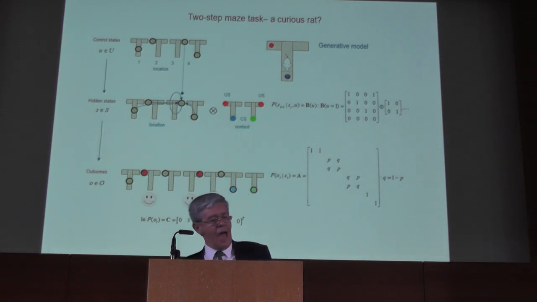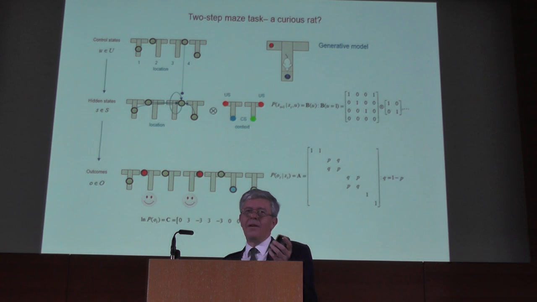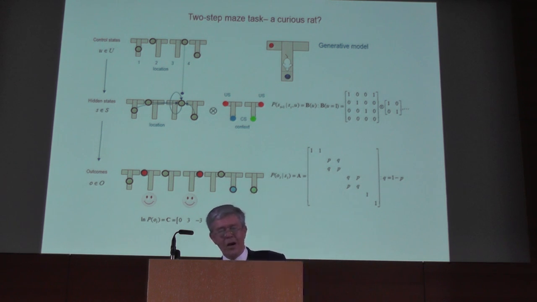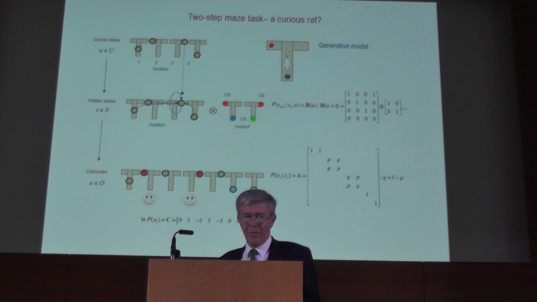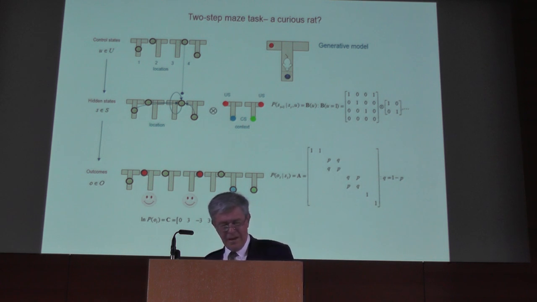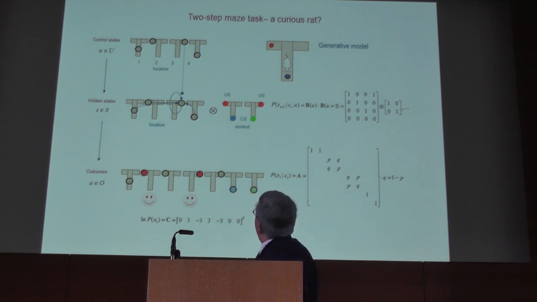So just to illustrate how that scheme works, I'm going to give you a simple example. This is a two-step maze task. We can argue about whether this constitutes a curious rat. I would argue it doesn't, but we can talk about that later. The task is to locate a reward at one of the two arms at the top here. But the agent starts in the center and can't see where the reward is. However, it does know that there's an instructional cue at the bottom arm here.